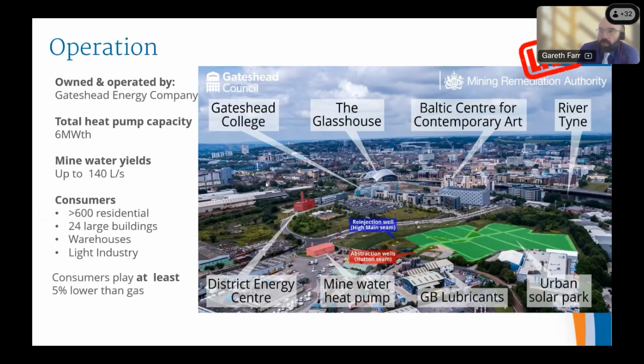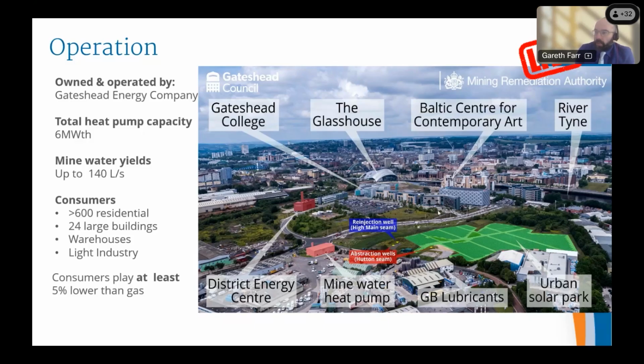So what does it look like in Hull? I mean, here's a shot of what's going on at the moment. So there's over 600 residential properties connected to the mine heat network. There's 24 large buildings, so most of these big ones you can see here in the foreground. Also include some large conference centres like the Glass House or the Baltic Contemporary Arts Centre. There's also a college there as well that's being heated, and all these council offices as well. Warehouses and light industry as well in the foreground.